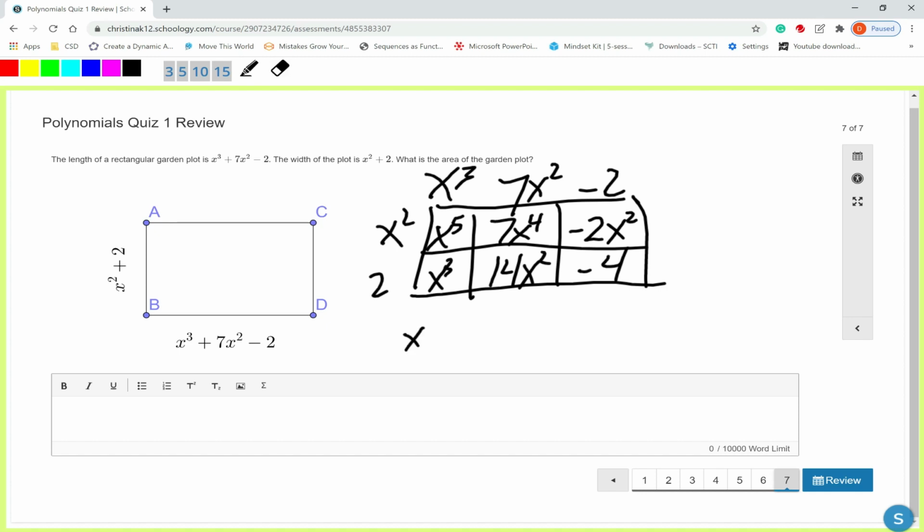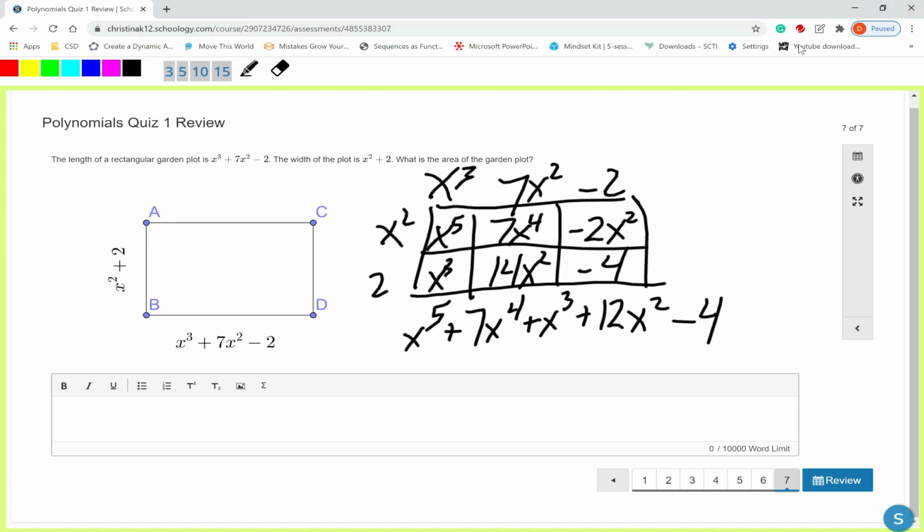X to the 5th is hanging out by itself. This diagonal does not match, so we just write each term down. So 7x to the 4th plus 2x cubed. 14x squared plus negative 2x squared is going to be a positive 12x squared. And negative 4 is hanging out by itself, so we're done.